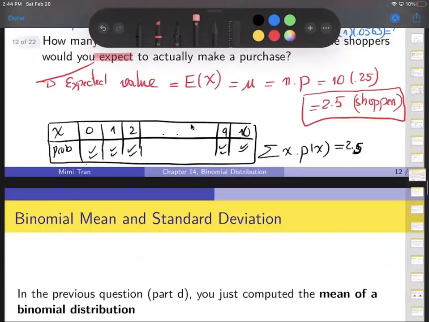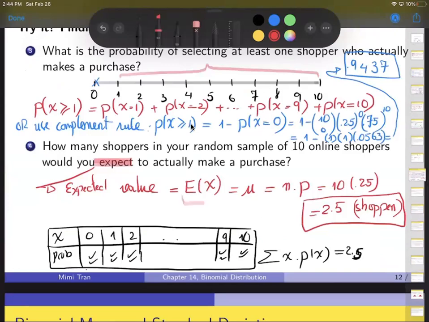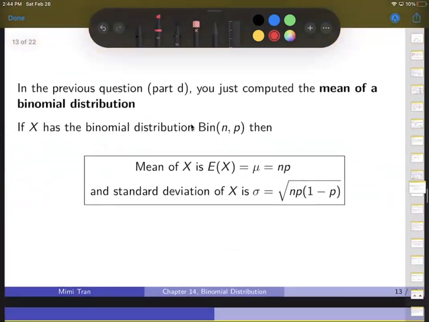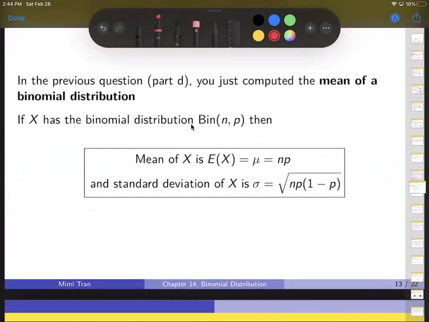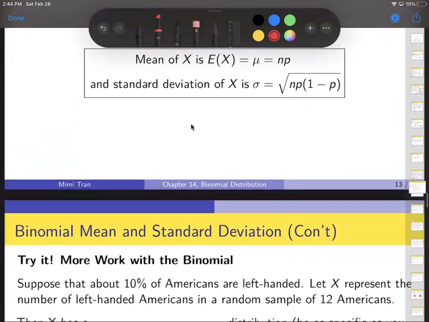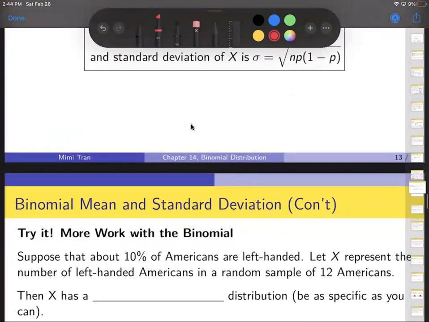Make sure you don't forget the notation too, very important. If X has a binomial distribution, then the mean of X is the expected value E of X, equal to mu, equal to N times P. And the standard deviation is sigma equal to the square root of sample size N times probability of success P times probability of failure 1 minus P. You can find this in the formula sheet on Moodle.